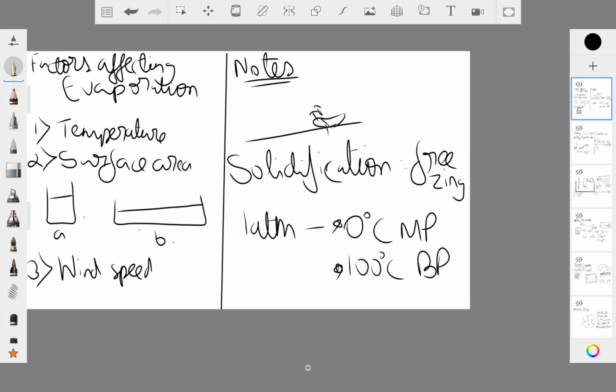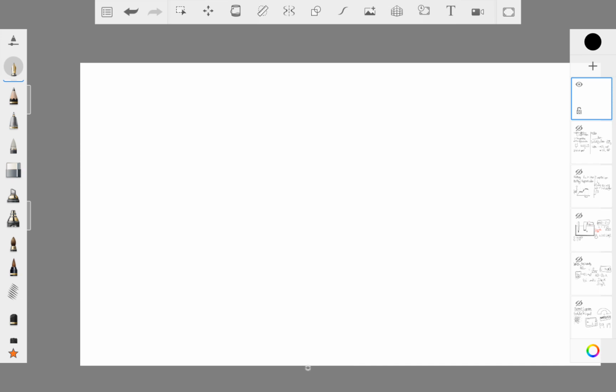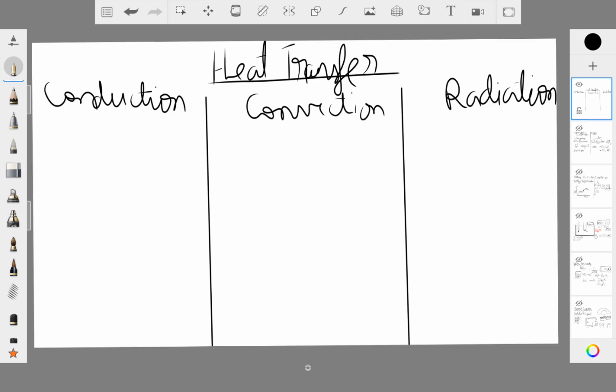And with that, we are done with melting, boiling, and evaporation, and we come to the transfer of thermal energy. So we are almost done with this section, and we are at the tail end. Right, and so we come to the last topic in thermal physics, that being heat transfer or the transfer of thermal energy. They mean the same thing.